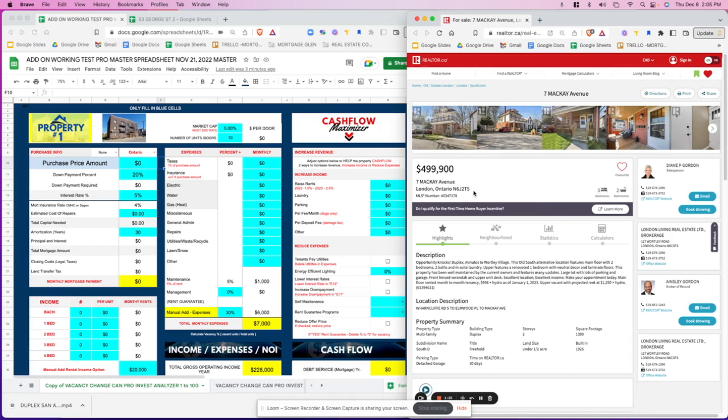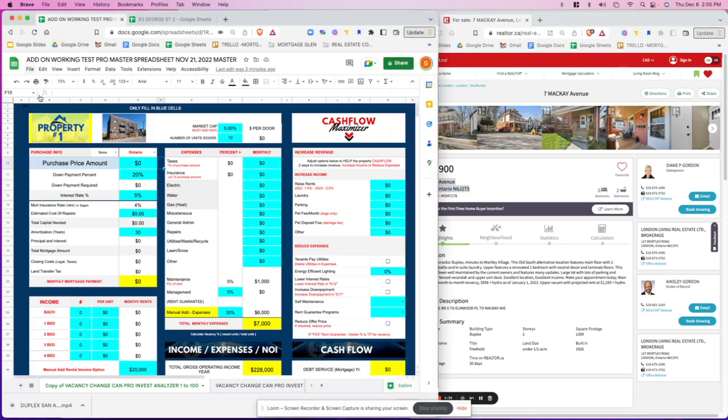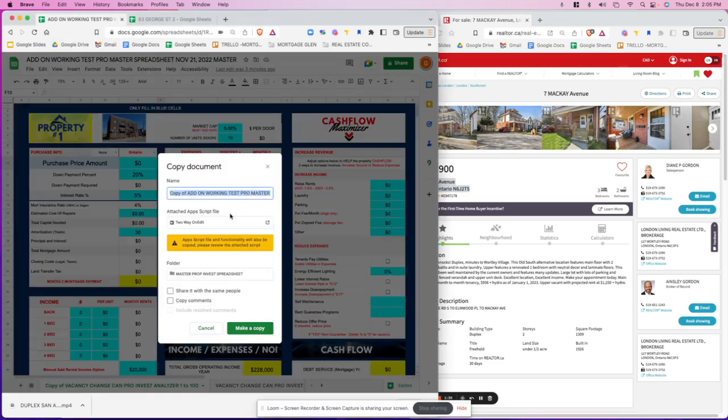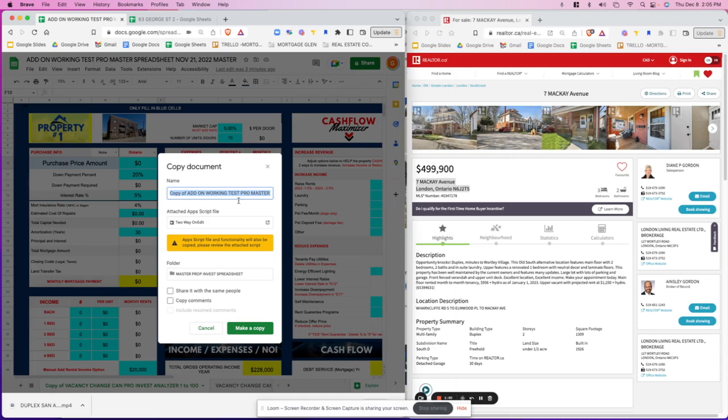So first thing we're going to do is obviously copy this address, because we always want to copy an address. So what I'm going to do is make a copy of this. Always make a copy, okay? And make a copy of the file. Usually what I do is I just copy the address and put the units. This is a duplex, and this is London.